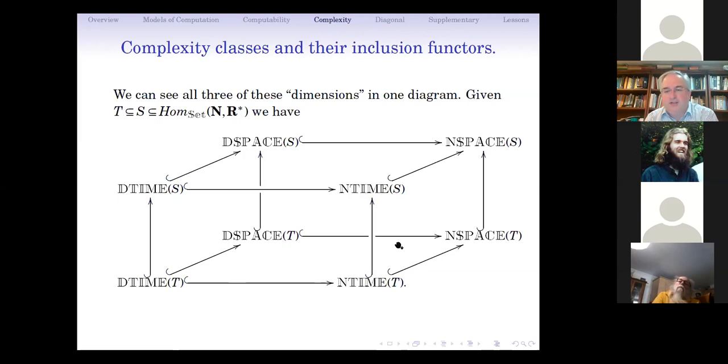Okay, and let's do one other thing. The bottom is T. T is a subset of S. So T is smaller than S, so we have that. Okay, and there are other relationships between these things, but we'll talk about these relationships for a second.